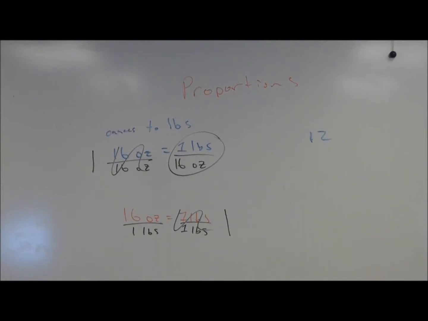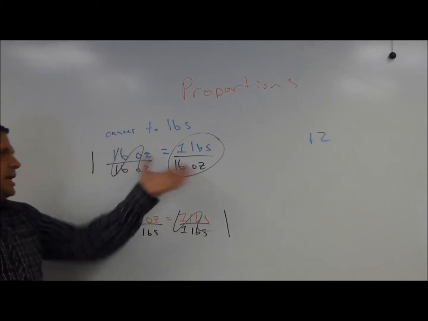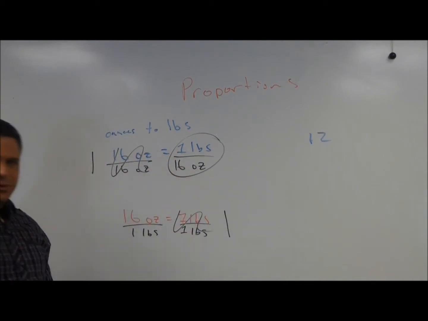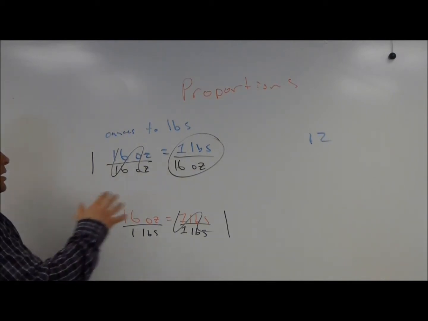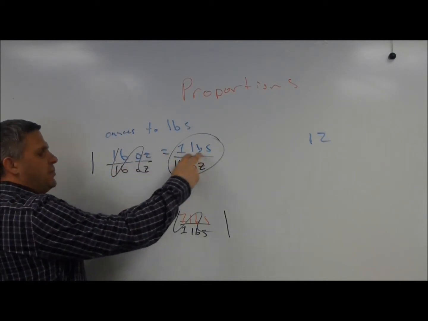So to continue working on this, ounces and using our ratios to do conversion, okay? What we want to do is first we take our base, and our base was 16 ounces to 1 pound.